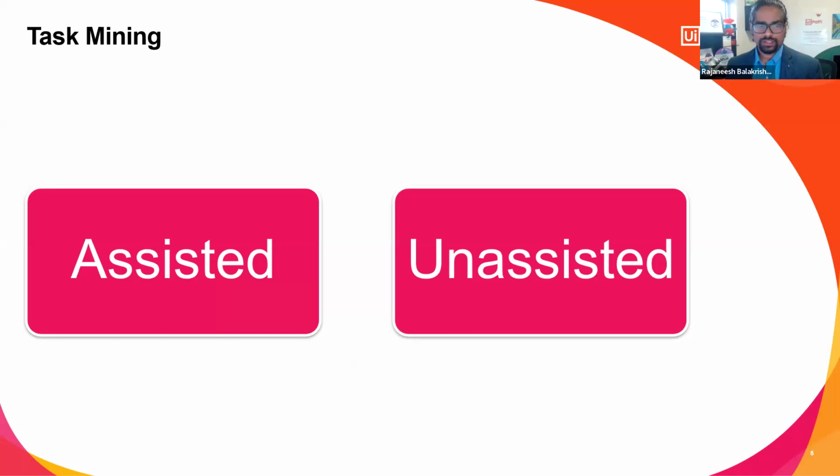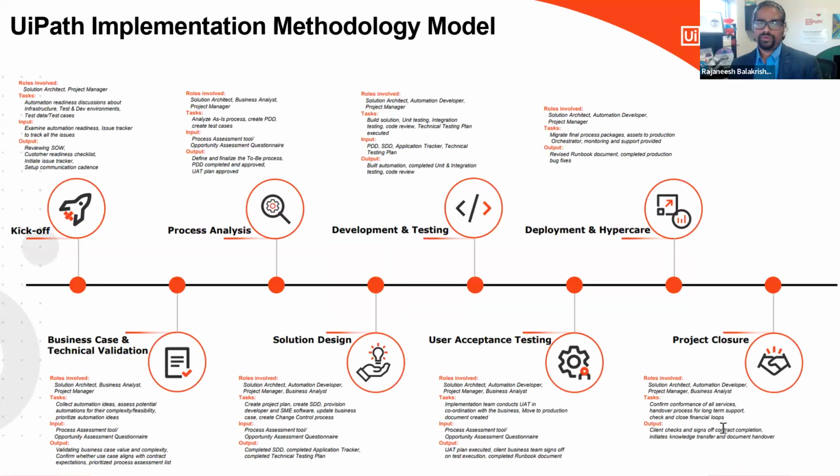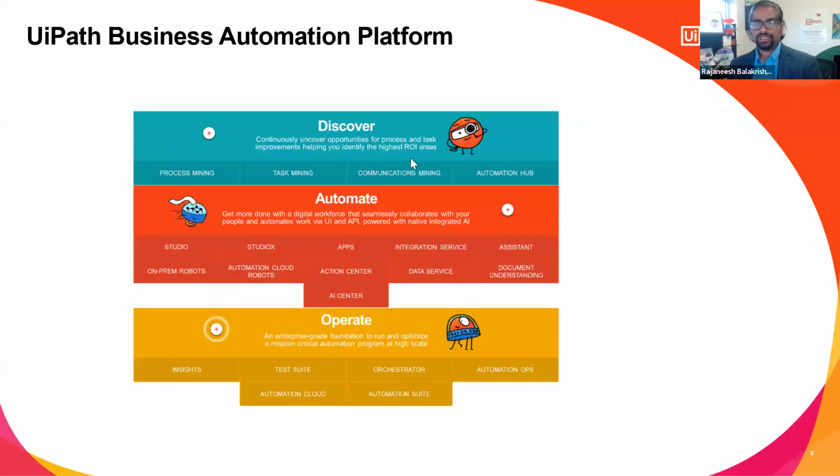So this is one way. Why we are going into task mining is my first question, right? Why don't you do it manually? Because it's in the discover phase. Discover is one of the important phases. We are discovering the requirements. So why do you want to go to task mining or automation hub or communication mining, whatever it is? Why don't you do it manually, right?